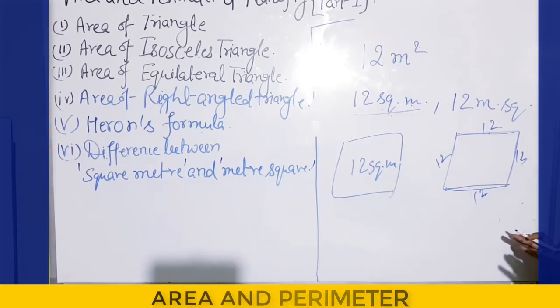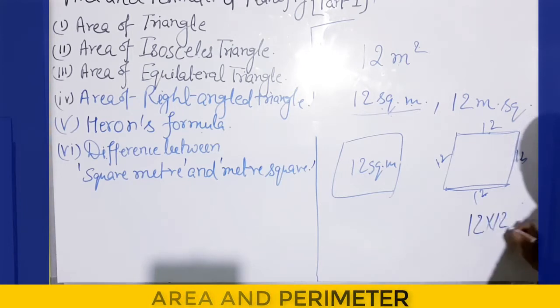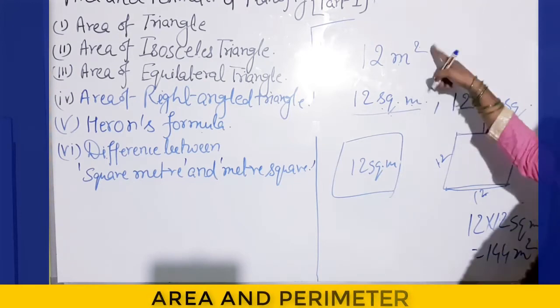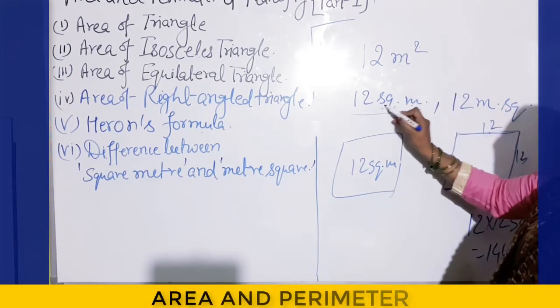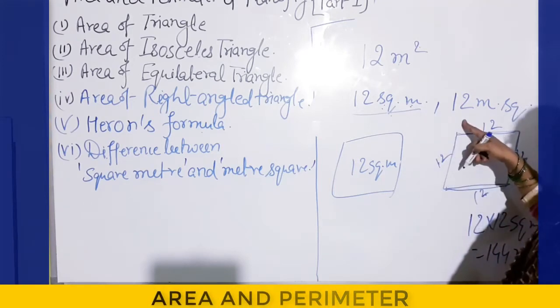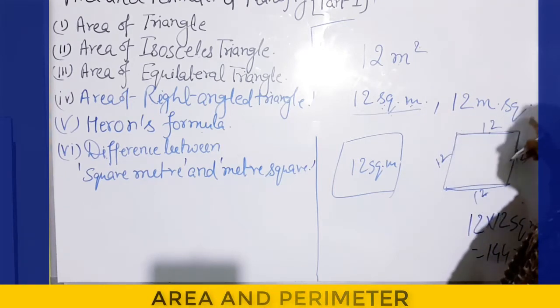And lastly, we have to find their area. We have to multiply 12 into 12 and again a square meter. Like this we will write 12 into 12, and the final answer for this will be 144 square meter. We can write like this. But read 12 square meter as your answer. Never try to say 12 meter square.